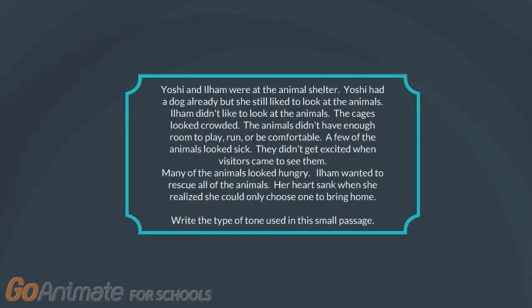Yoshi and Ilham were at the animal shelter. Yoshi had a dog already, but she still liked to look at the animals. Ilham didn't like to look at the animals. The cages looked crowded. The animals didn't have enough room to play, run, or be comfortable. A few of the animals looked sick. They didn't get excited when visitors came to see them. Many of the animals looked hungry. Ilham wanted to rescue all of the animals. Her heart sank when she realized she could only choose one to bring home.